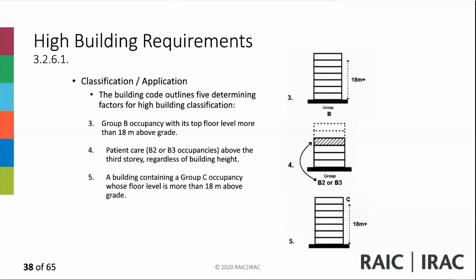So for a group B occupancy, which is top floor more than 18 meters above grade. So if you're a group B occupancy, right away, if you're more than 18 meters from grade to the floor level of the top floor, you're a high building. If you have a B2 or a B3 occupancy above the third story, regardless of building height, you're considered a high building. And if you are a residential building, with a floor level that is located more than 18 meters above grade, then you are a high building.